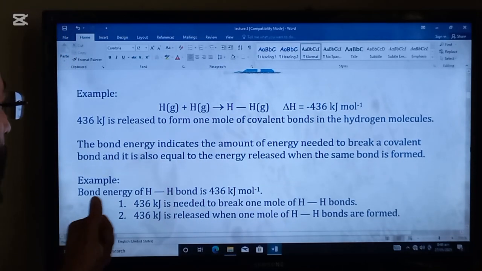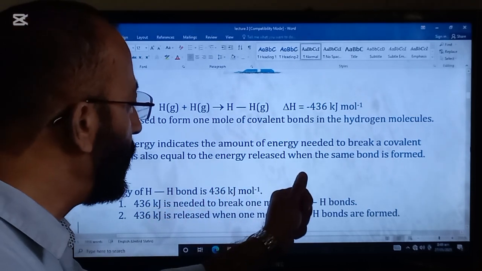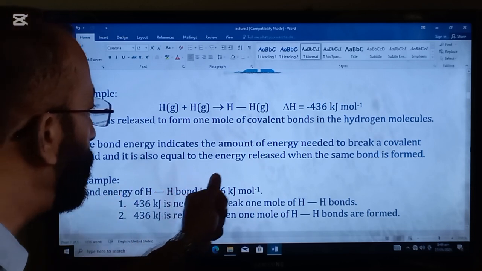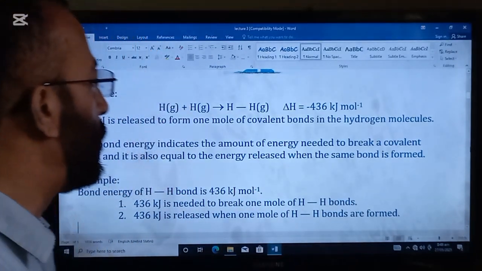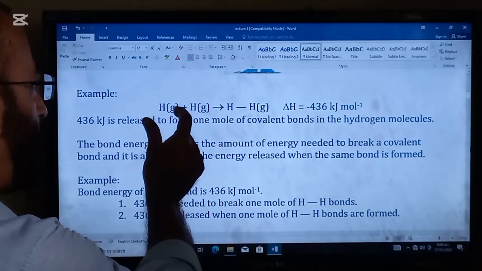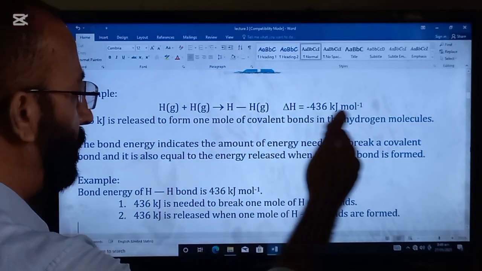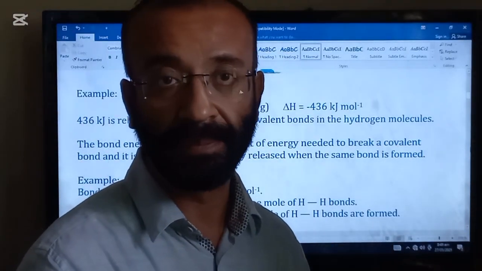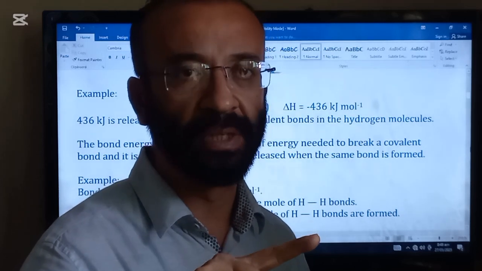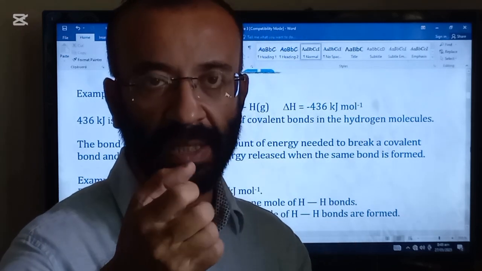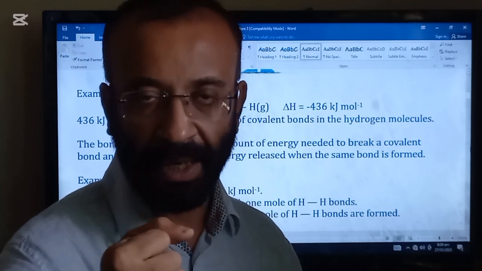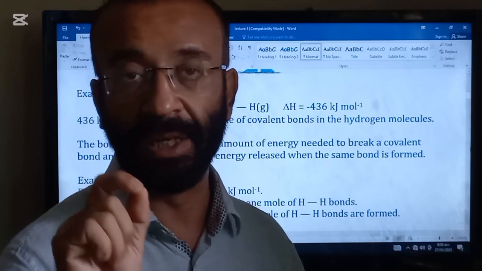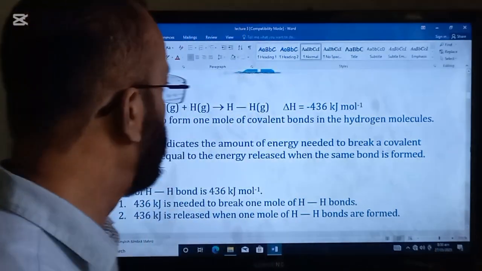The bond energy indicates the amount of the energy needed to break a covalent bond, and it is also equal to the energy released when the same bond is formed. So it means when H2 molecule is broken to form H plus H, plus 436 kilojoule per mole energy is required. And in the reverse process, when H plus H is combined to form H2, minus 436 kilojoule per mole energy will be released to the environment.